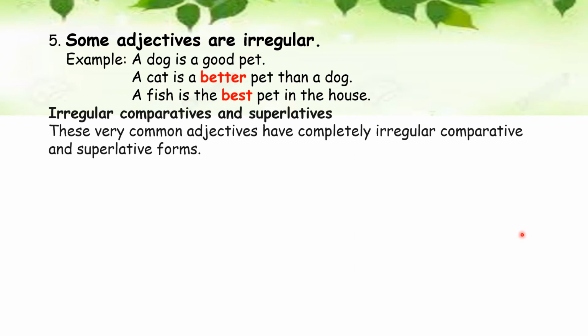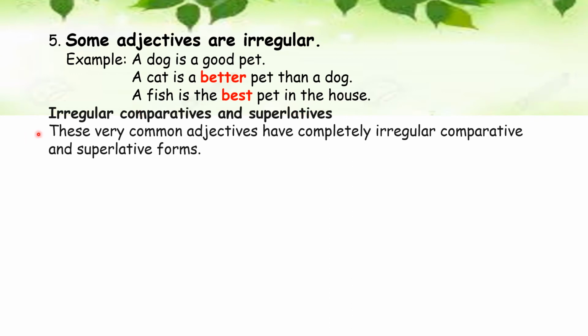Some adjectives are irregular. Here is an example of a positive degree of adjective. A dog is a good pet. Now let's have it in a comparative, comparing two things. A cat is a better pet than a dog. A fish is the best pet in the house.